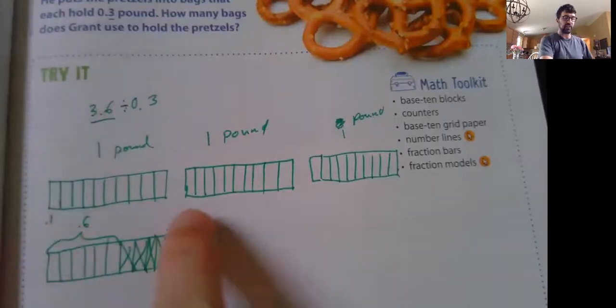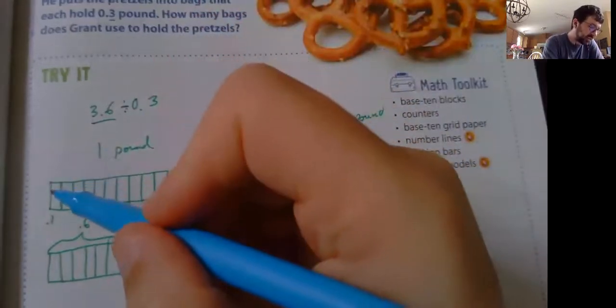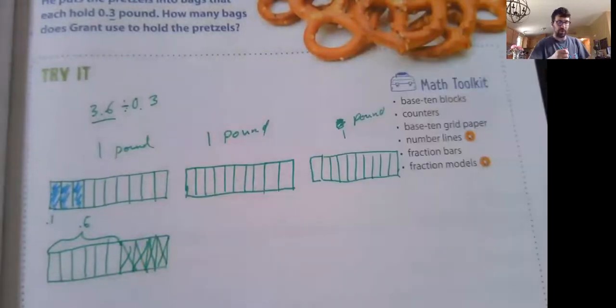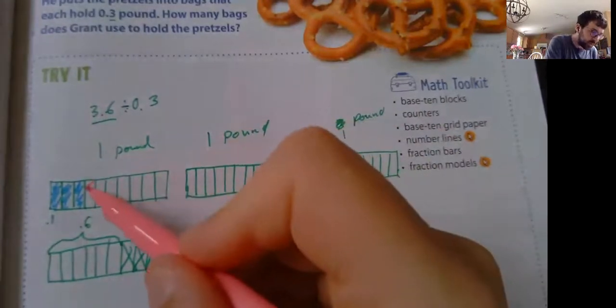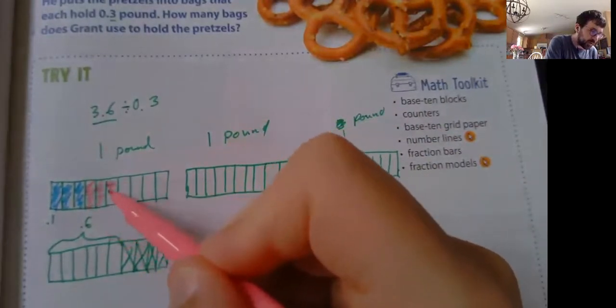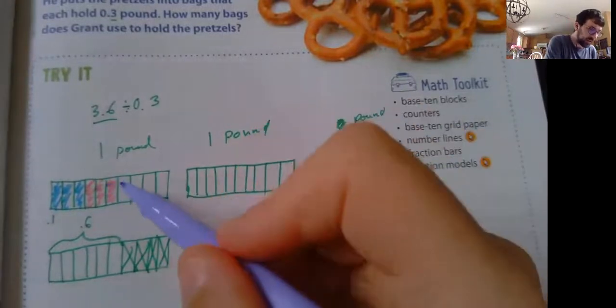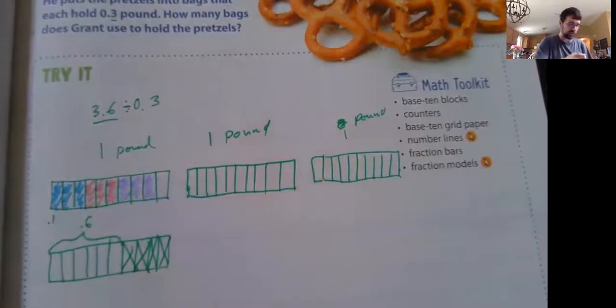Well, we know that each of these boxes is 1/10, right? So if I go ahead and do this, 1, 2, 3/10, right? That's one bag. I just got to use a different color here. 1, 2, 3/10. That's a second bag. Let's do a third bag. 1, 2, 3. That's a third bag.